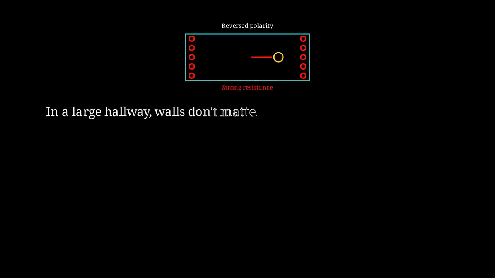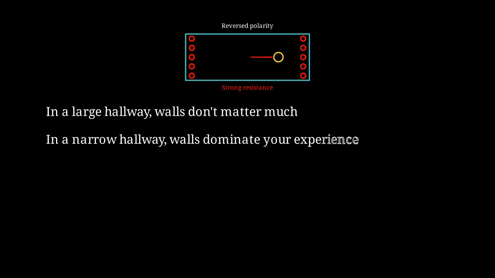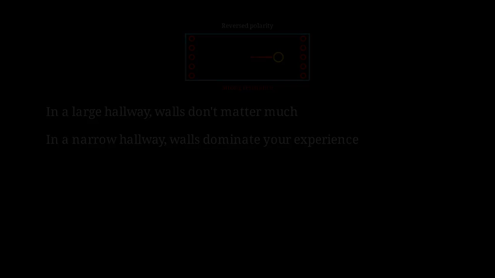In a large, wide hallway, the walls don't affect your movement much because you can stay in the center. But in a very narrow hallway, you're constantly interacting with the walls, and their properties completely dominate your experience. Let's estimate the rectification ratio with a simple calculation.